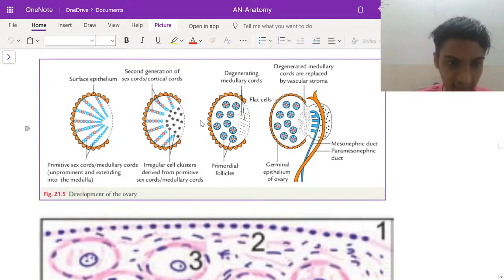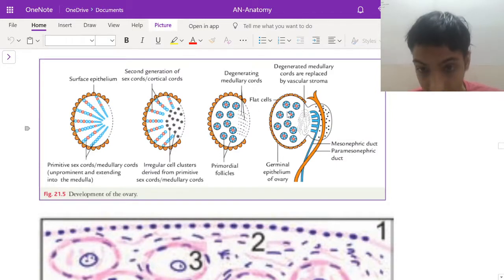of ovary, here we can see it is developing from the sex cords. Here the sex cords or the medullary cords will be larger here. And then in the second generation they will shorten, forming into cell clusters. Here we'll have the cuboidal epithelium. At the last it will flatten. Okay, and here primordial follicles will be formed along with the degenerating medullary cords. And then they are replaced by the vascular stroma. And here the germinal epithelium also formed along with the meso and the paramesonephric duct.